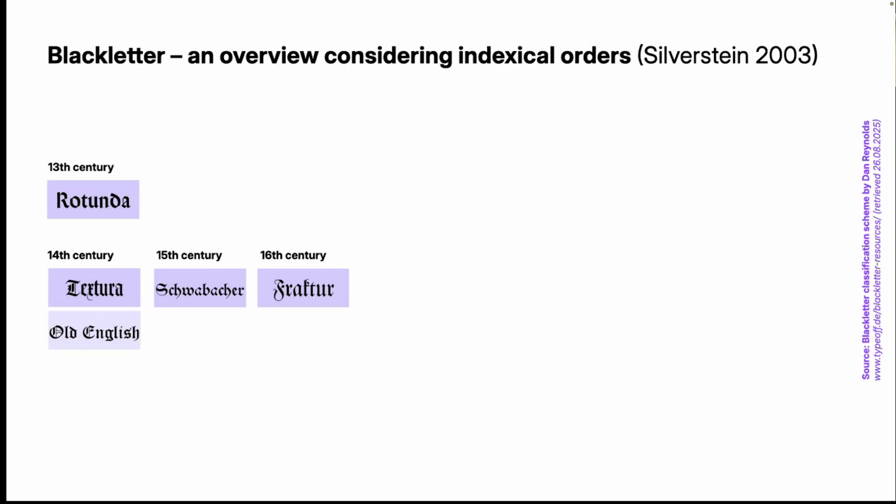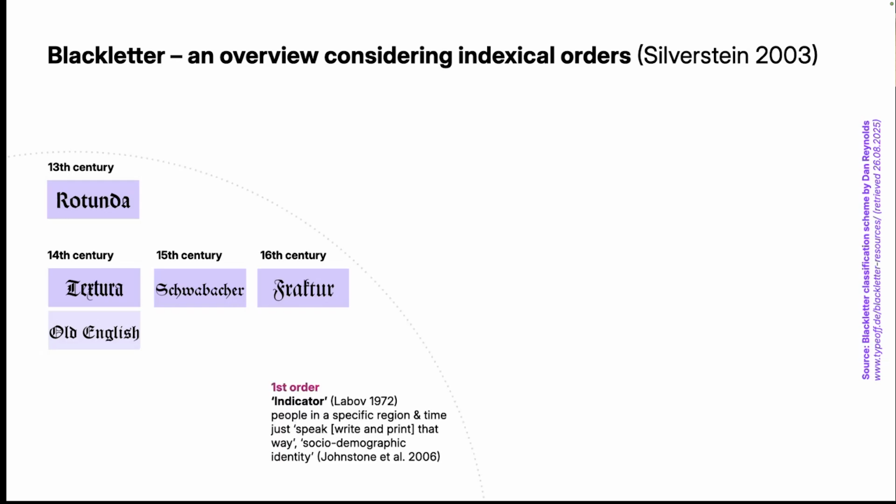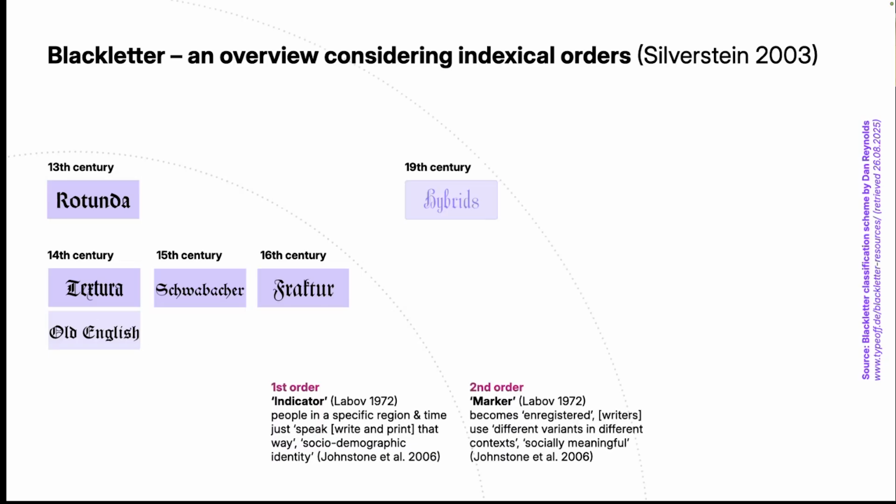And then Fraktur comes in and it becomes quickly the prominent printing typeface from the 16th century into the early 20th century. And you can read this if you want as the first indexical order. People in that specific region and time, as Johnston would put it, just write and print that way. So the feature can be correlated with a socio-demographic identity, but it's not yet used to do socially meaningful work. This happens a bit later in the 19th century.